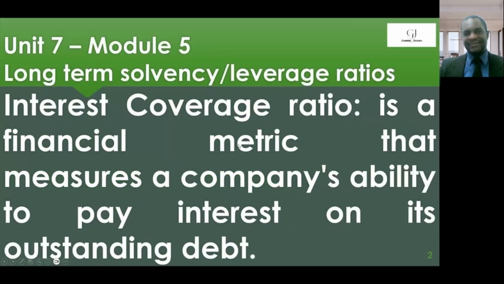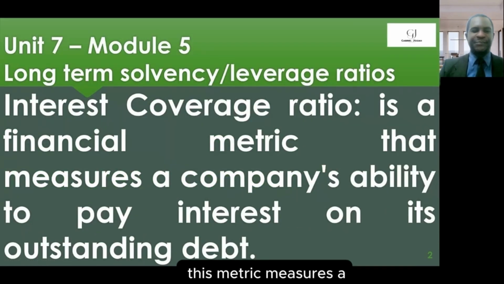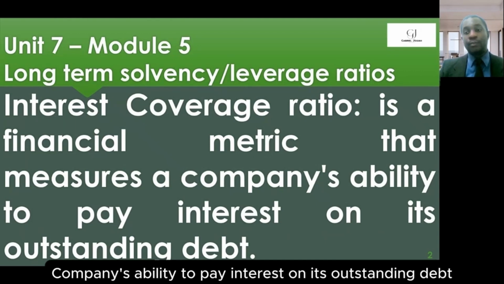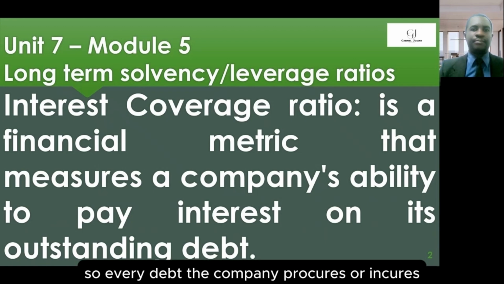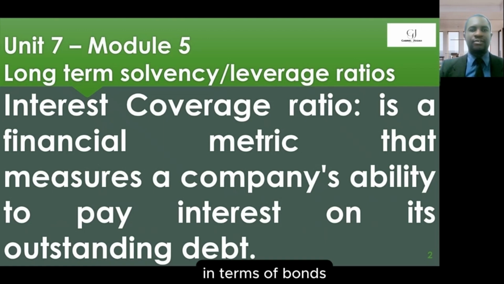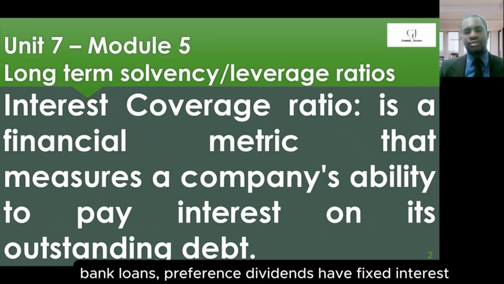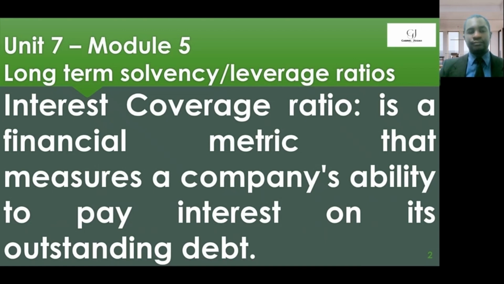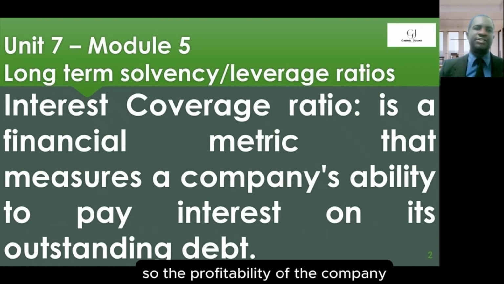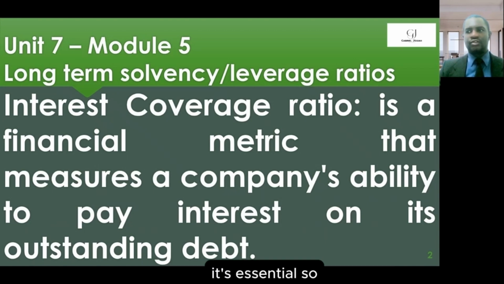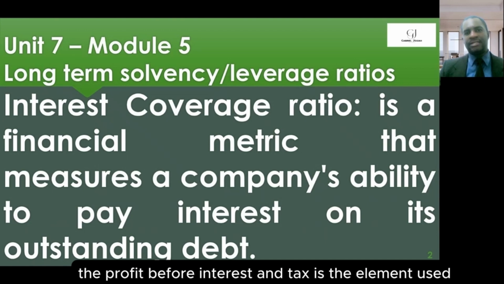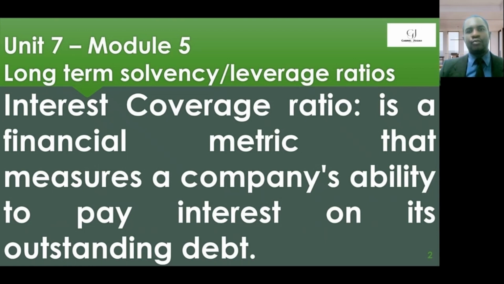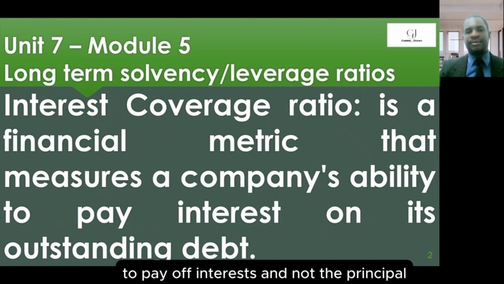And let's describe the interest coverage ratio. This metric measures a company's ability to pay interest on its outstanding debt. So every debt the company procures or incurs in terms of bonds, bank loans, preference dividend have fixed interest, and the ability to pay is key for a company. And that payment comes from the profit before tax. So the profitability of the company is essential. So the profit before interest and tax is the element used here, of interest and not the principal.